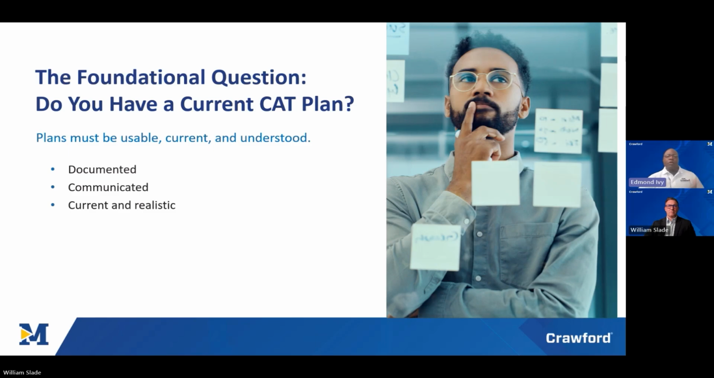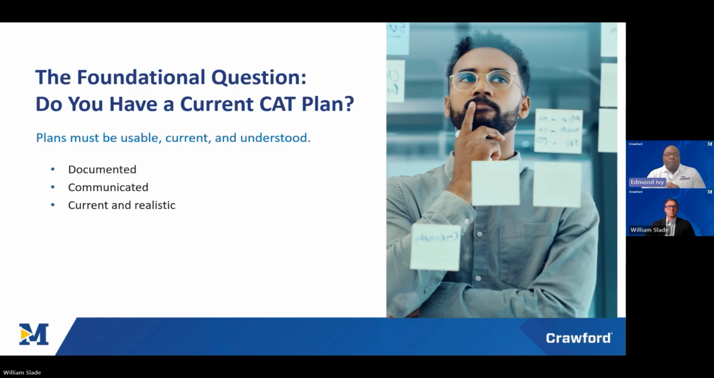So again, today, that key question is, do we have a current, documented, and communicated CAT response plan? Let's talk about what that looks like. Well, first, a CAT plan should not be theoretical or outdated. That means it should have an objective goal and measurables. These goals and measurables should be related to company mission statement, company values, staff proficiency, your current performance, and even more importantly, your desired performance.